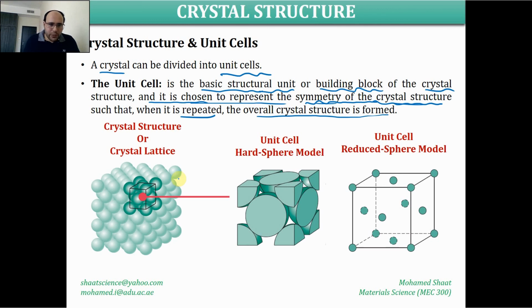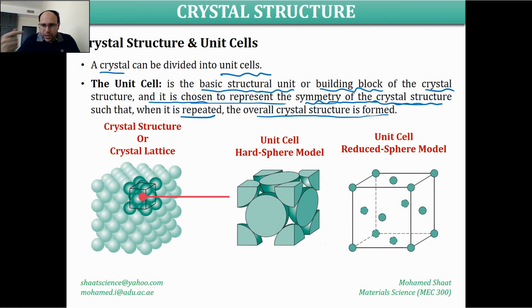So for example, if we consider this crystal, I can allocate one cube, one box that contains a set of atoms. This box, when it is repeated, is going to form this crystal. This one single box will be counted as the unit cell of this crystal. So the unit cell is a small group of atoms, a certain structure that is going to form the crystal when it is repeated. There are different ways of representing the unit cell when we study the crystal structure.